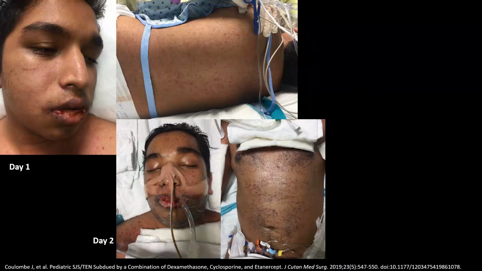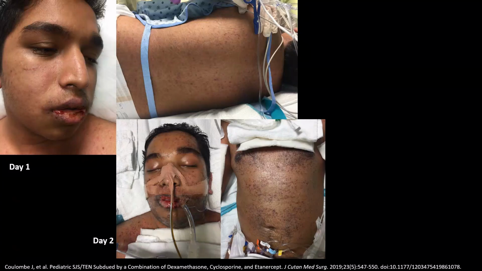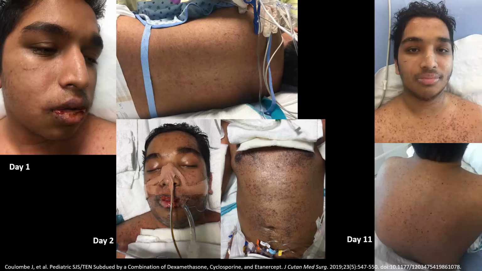You can see his skin starting to progress here. His carbamazepine was rapidly stopped, and he received treatments to suppress the immune response to his skin with dexamethasone, cyclosporin, and etanercept. And look how quickly his skin stopped getting worse and improved. So this just goes to show that if we can make the diagnosis and start the treatment early, we can get people better more quickly too.